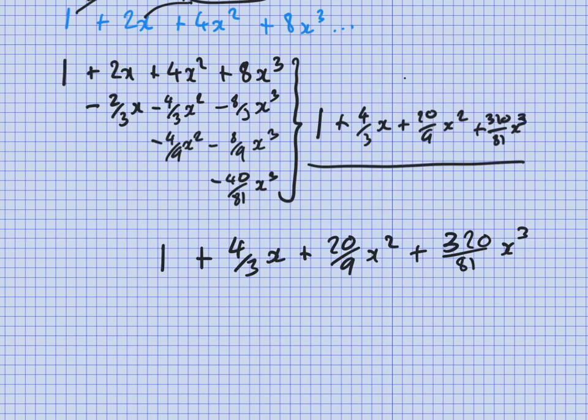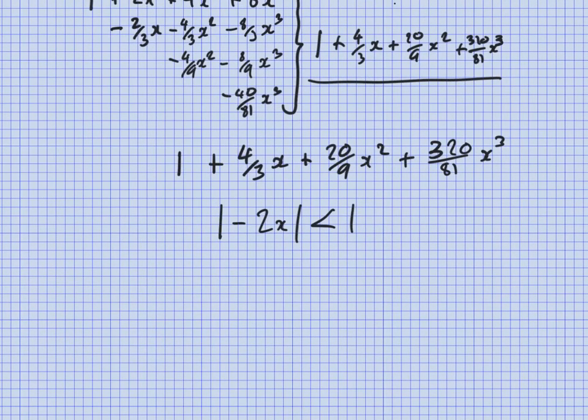The last part is to say which values this is valid for. And so we need to know that the modulus of minus 2x has to be less than 1, which we can simplify to give us that x must be less than a half. Mod of x must be less than a half. I think that's everything.